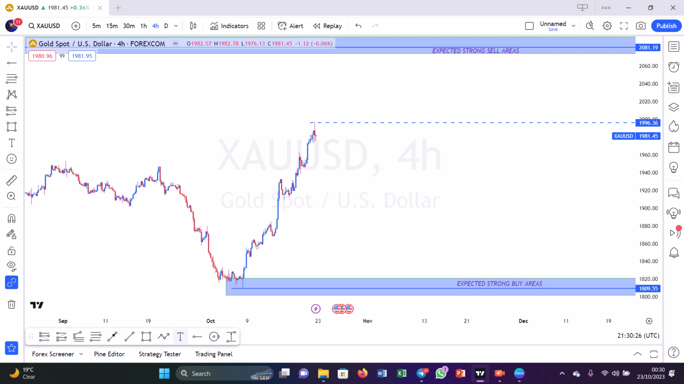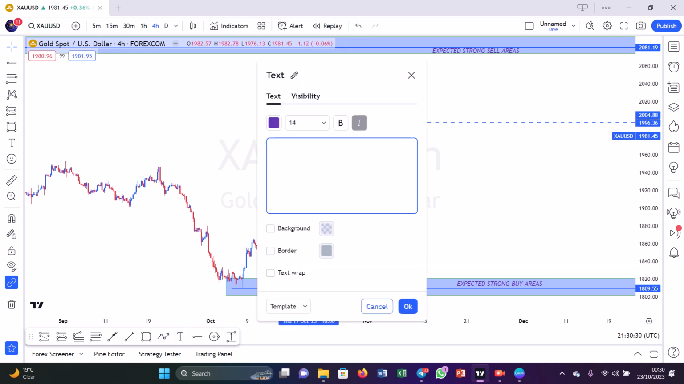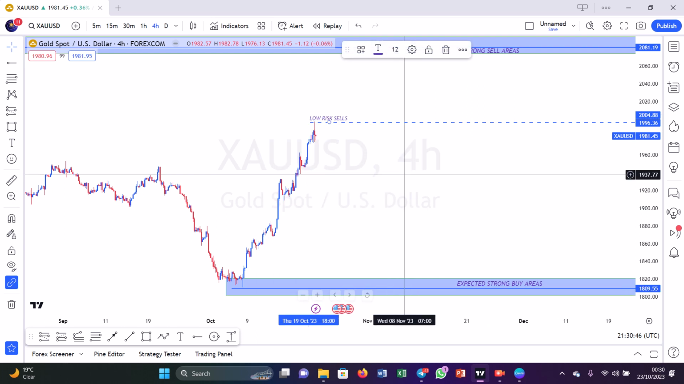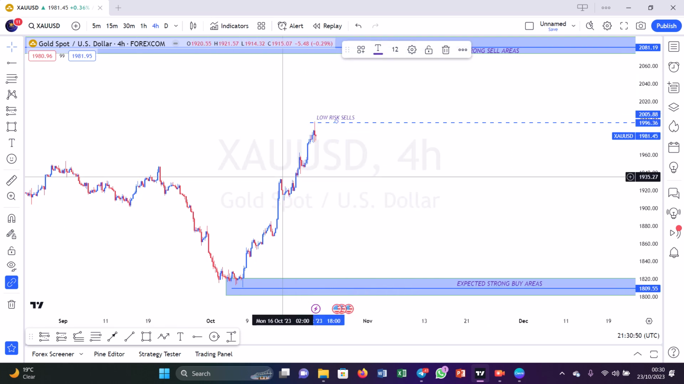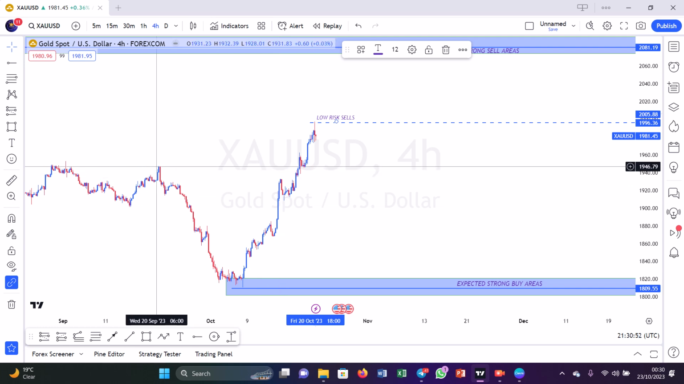So now this area from here, this one will be the low risky sells. Low risky sells. At that level, we shall be risking some sells.